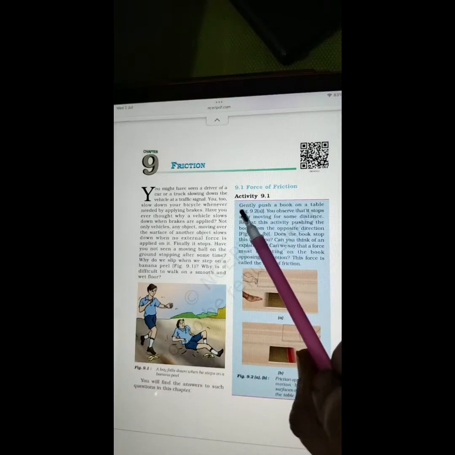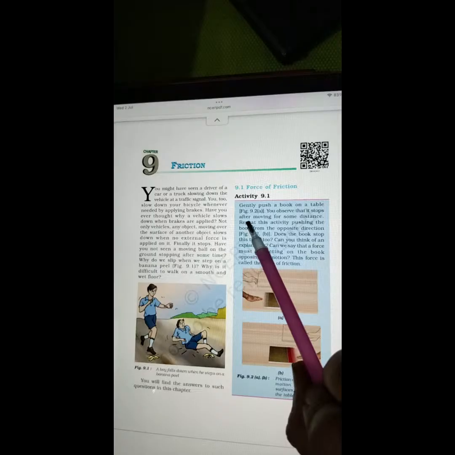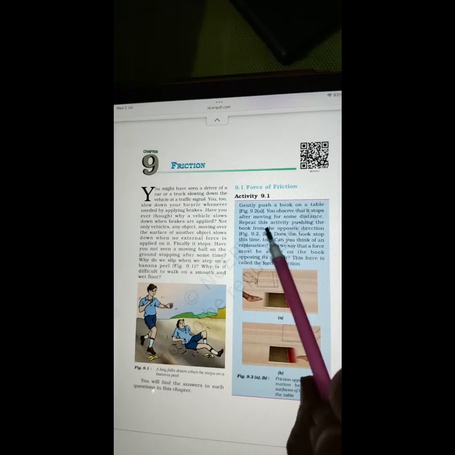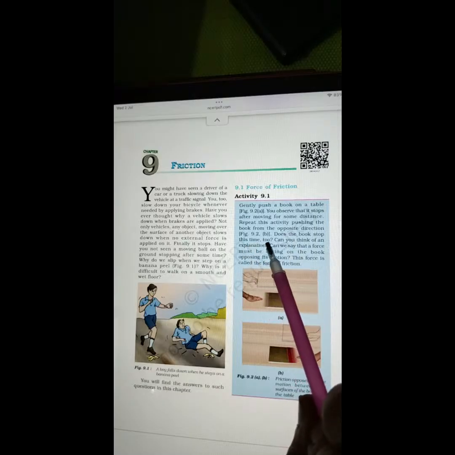9.1 Force of friction. Activity 9.1. Gently push a book on a table, as seen in figure 9.2a. You observe that it stops after moving for some distance. Repeat this activity pushing the book from the opposite direction, as seen in figure 9.2b.